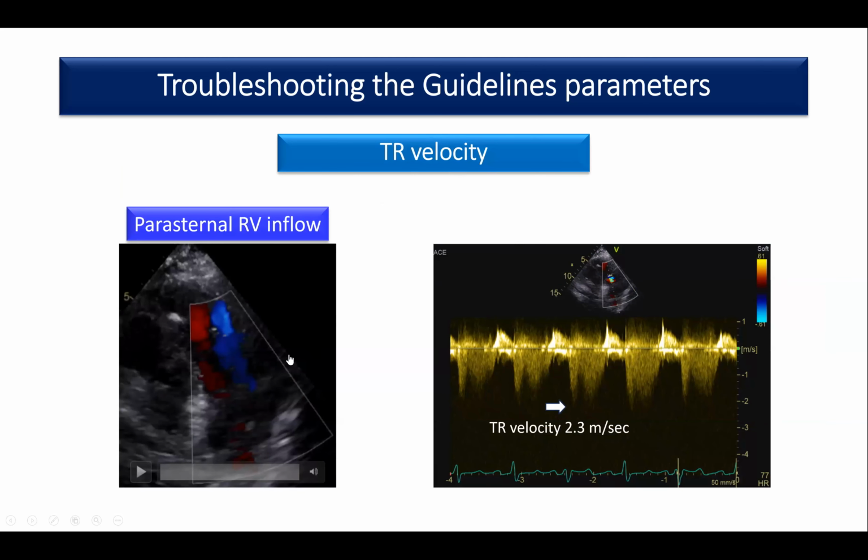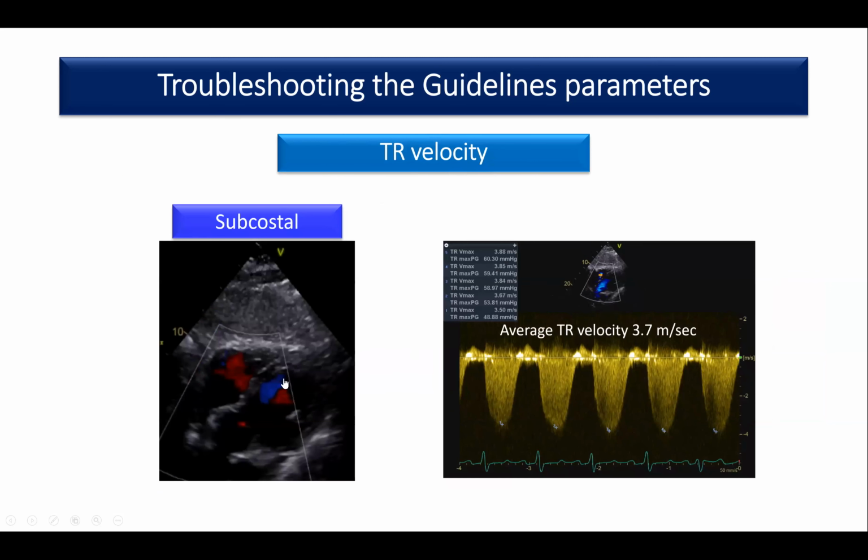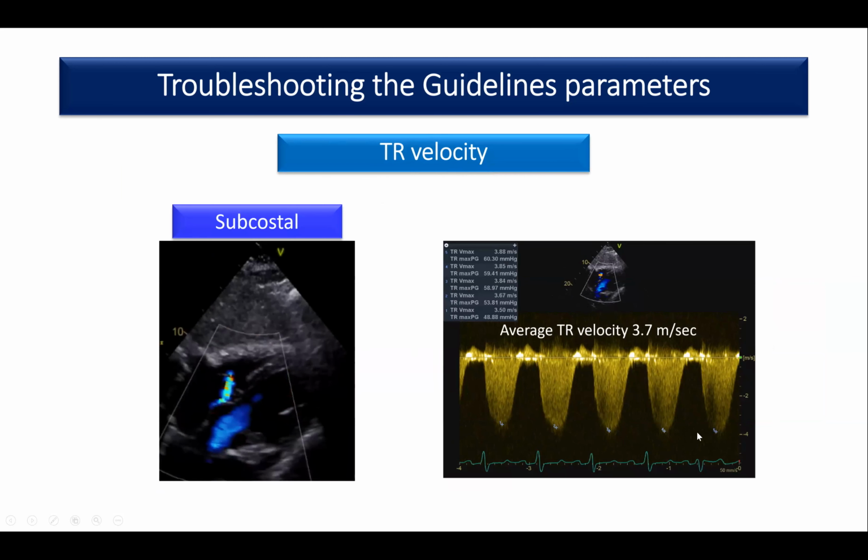What about the TR velocity? I mean, this is the parasternal RV inflow. You can see tricuspid regurgitation here. We're Dopplering it, and we say TR velocity is about 2.3 meters per second. Guess what? This is a normal TR velocity for the guidelines, so we say normal TR velocity. But is this correct? No, it's incorrect, because look at the subcostal window. We're more linear with the TR, and here the TR velocity averages 3.7 meters per second, which is abnormal now.